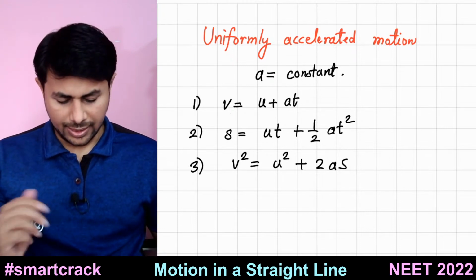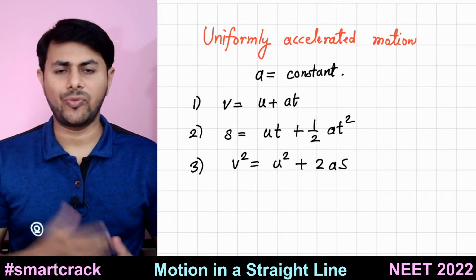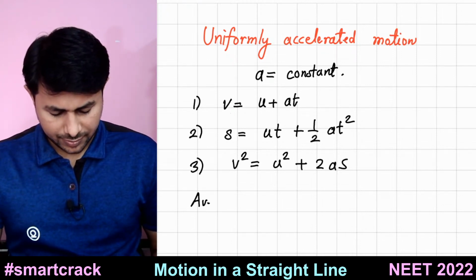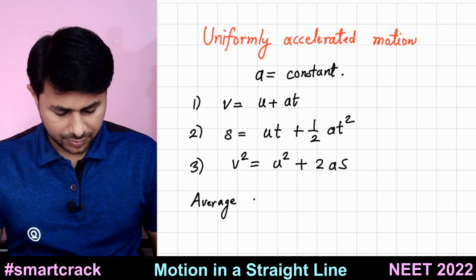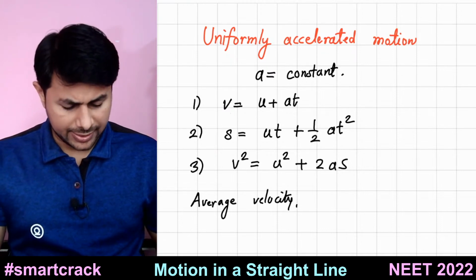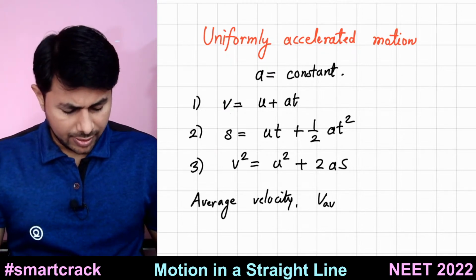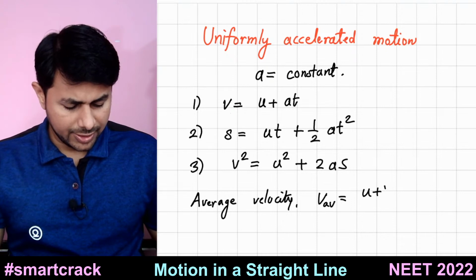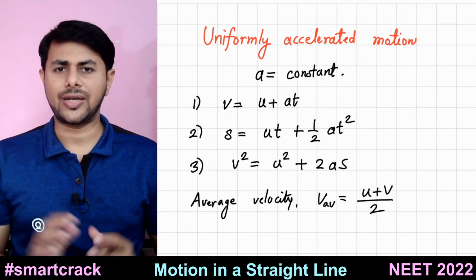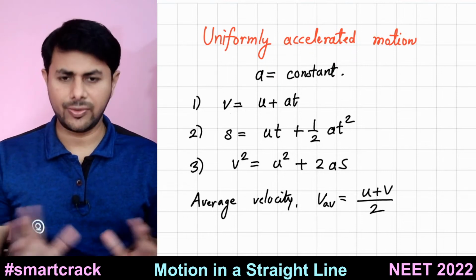Okay, and after that we need to remember one more thing, that average velocity in uniformly accelerated motion can be written as (u plus v) divided by 2. It is just initial velocity plus final velocity divided by 2. Okay, it's very simple.